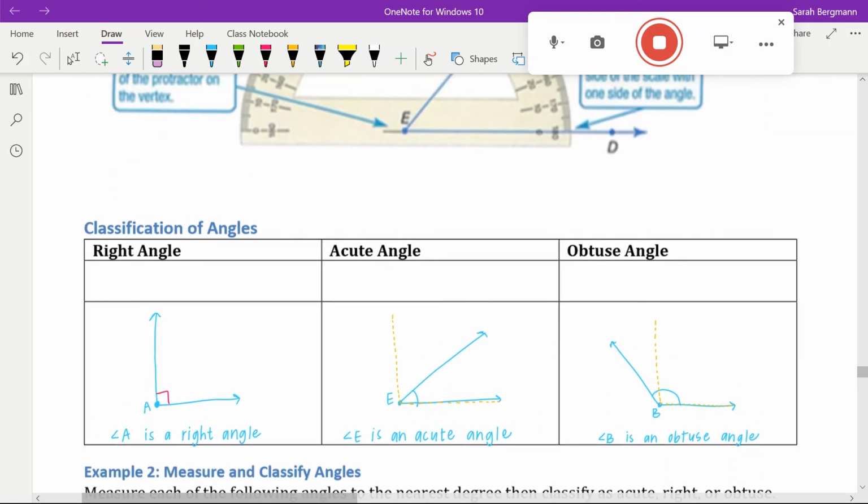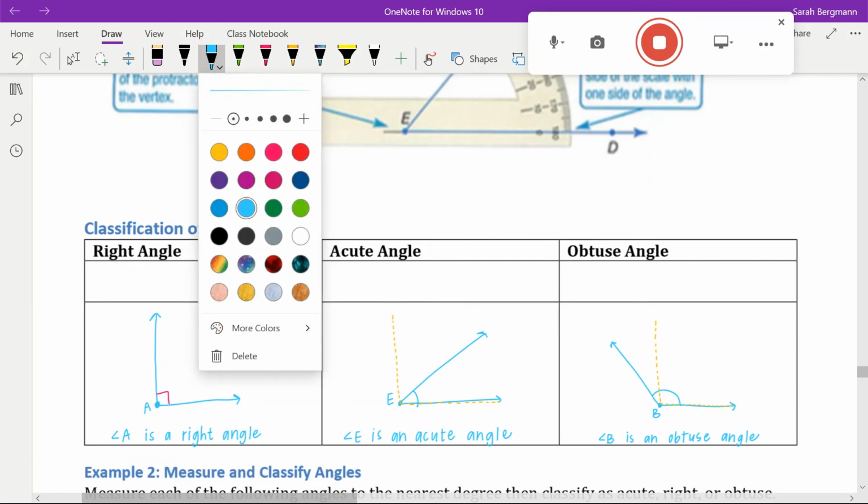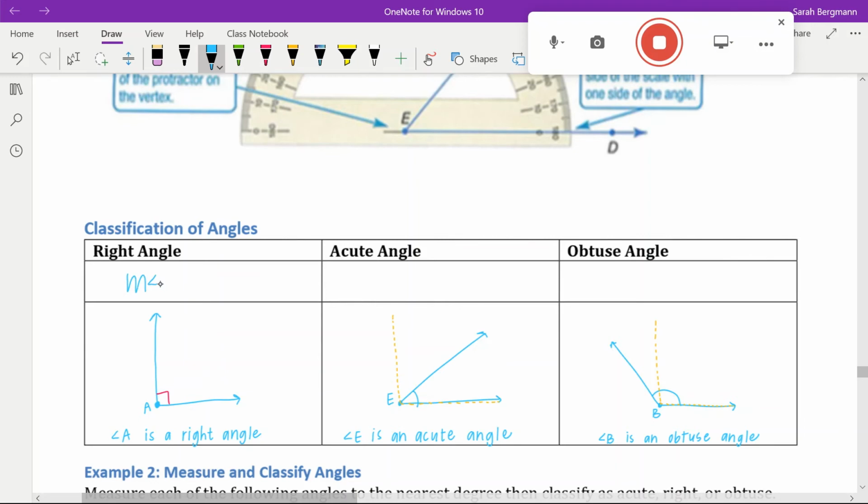Now, I'm sure you've already heard these terms: right angle, acute angle, obtuse angle. Let me tell you the official measurements of these angles. A right angle, such as angle A, has to equal exactly 90 degrees. So we would write the measure of angle A equals 90 degrees.